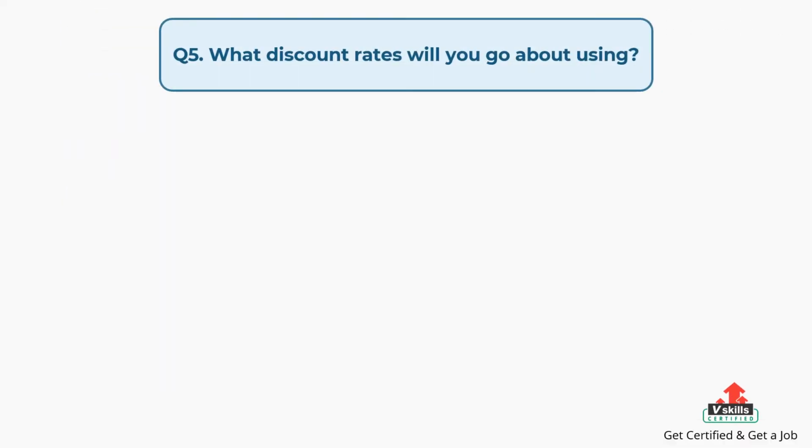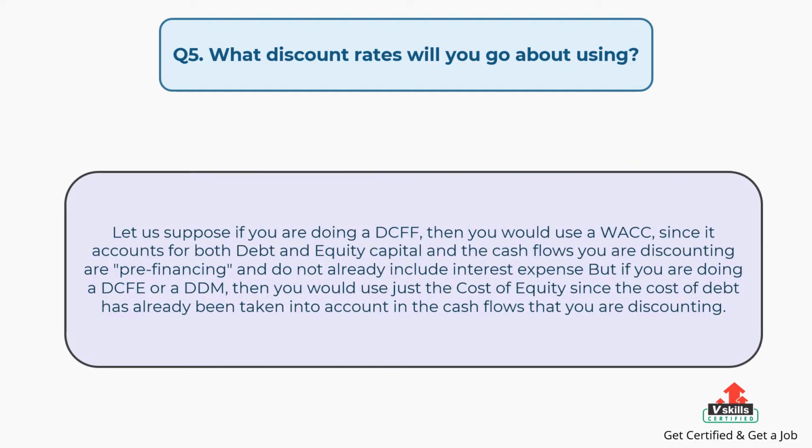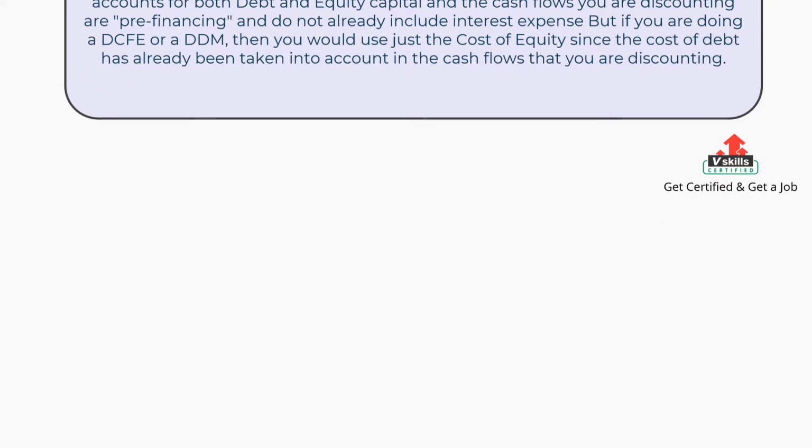Question number 5. What discount rates will you go about using? The answer is, let us suppose you are doing a DCFF, then you would use a WACC, since it accounts for both debt and equity capital and the cash flows you are discounting are pre-financing and do not already include interest expense. But if you are doing a DCFE or a DDM, then you would use just the cost of equity, since the cost of debt has already been taken into account in the cash flows that you are discounting.